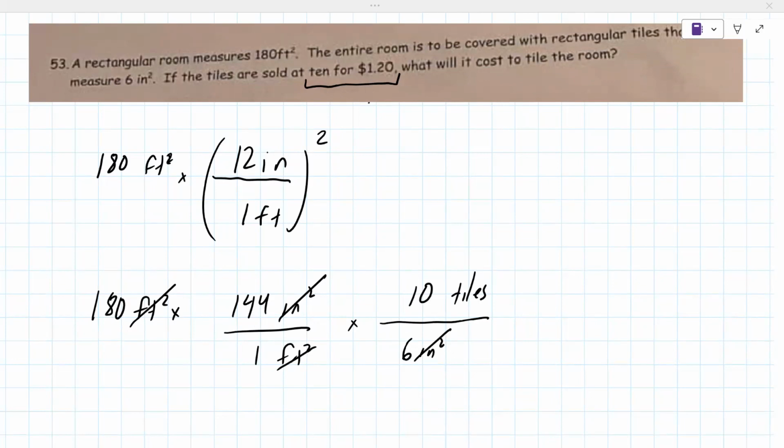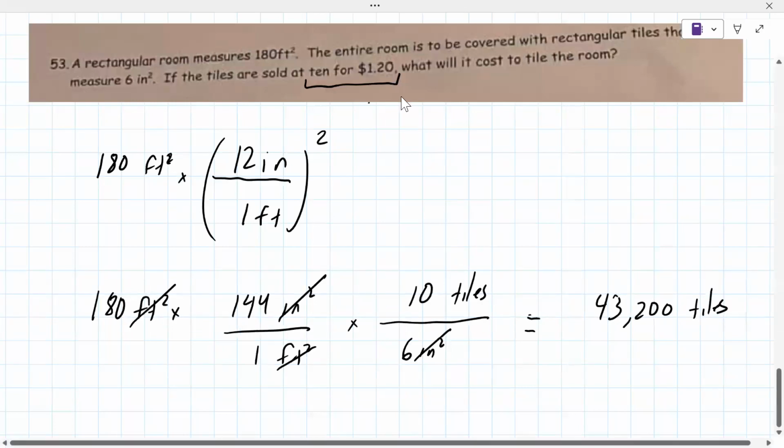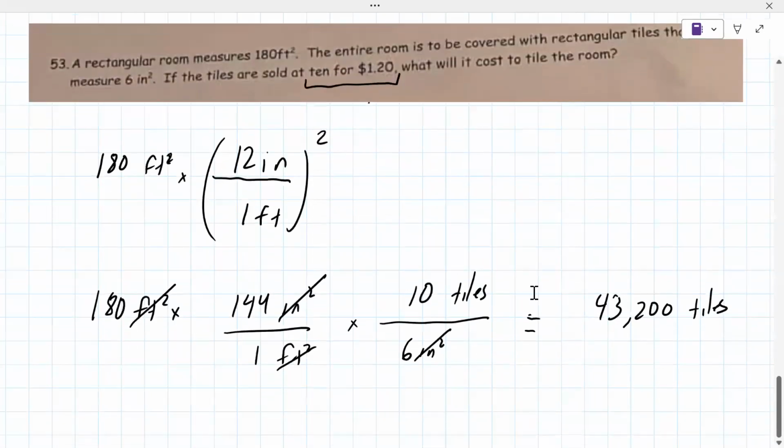So this ends up being 43,200 tiles. That's a lot of tiles. Okay, and so, wait, sorry, this is wrong. I apologize. It's one tile. Sorry, I don't know why I put 10 there. It's one tile. So this actually changes to 4,320. Let me double check that. All right, got that.